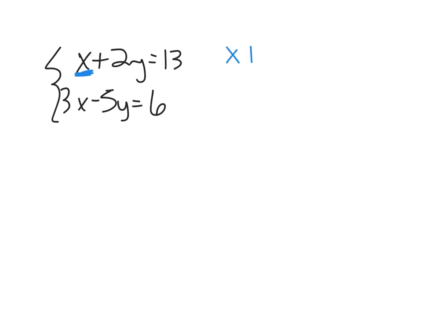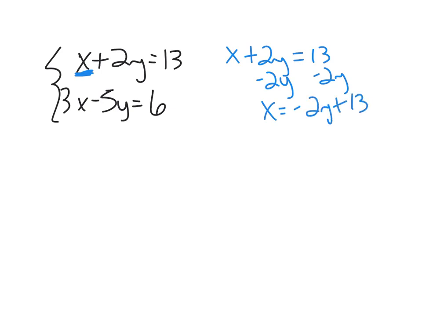Over here to the side, I'm going to subtract my 2y so that I now have an x equals equation. X equals negative 2y plus 13. Then I'm going to take that, negative 2y plus 13, and put it in place of x in the other equation. Now notice this time there's a number in front of the x. We haven't had that in any of our examples.